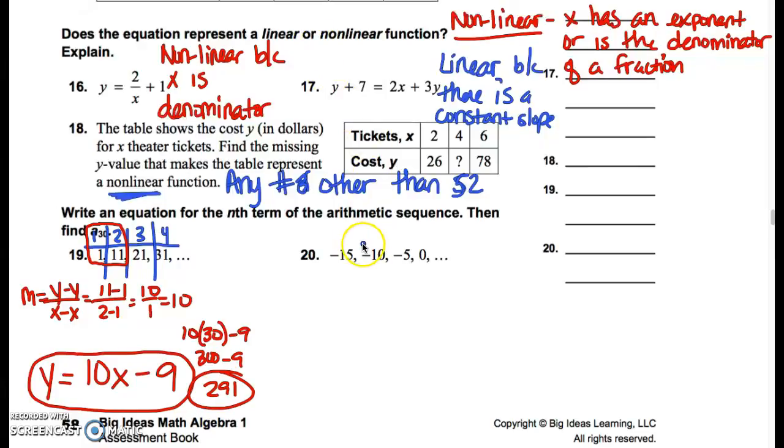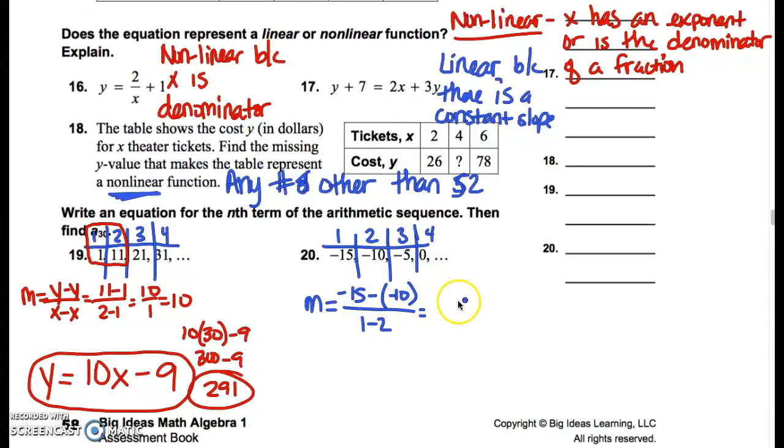Okay? For number 20, making a table here. Negative 15 is the first term, second term, third term, fourth term. Got to find my slope first. So subtract my y's. I have negative 15 minus a negative 10. Be careful with those negatives. And then I would have to do 1 minus 2. So this is actually going to become negative 15 plus 10, which is negative 5, over negative 1. So on this one, my slope is 5. So my equation will start out y equals 5x.